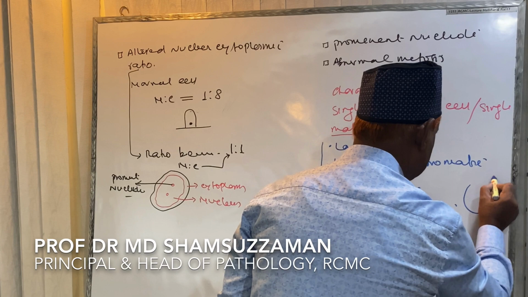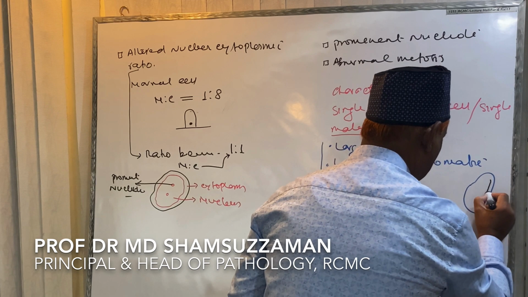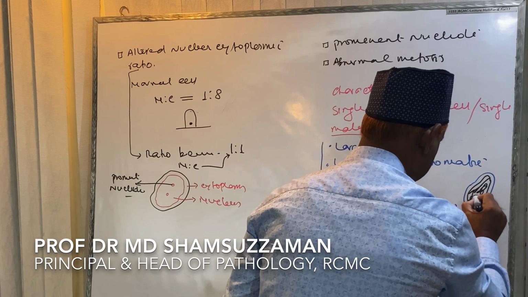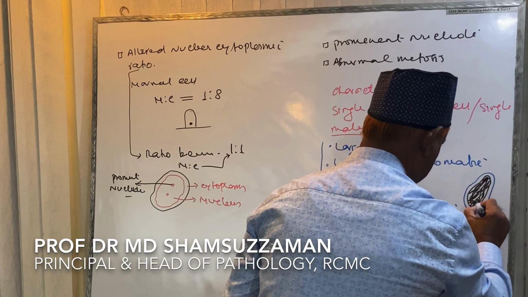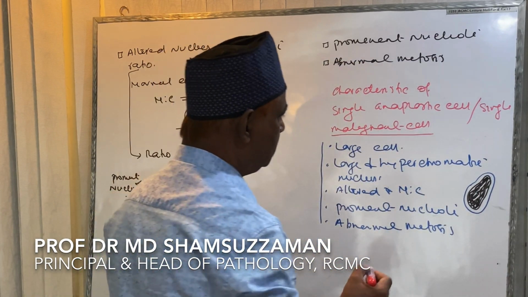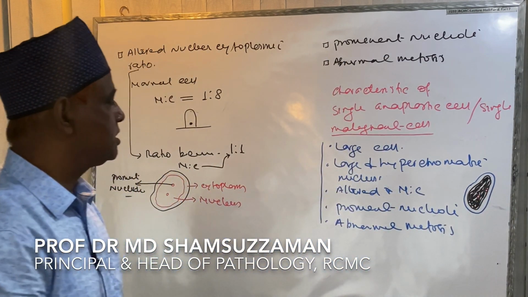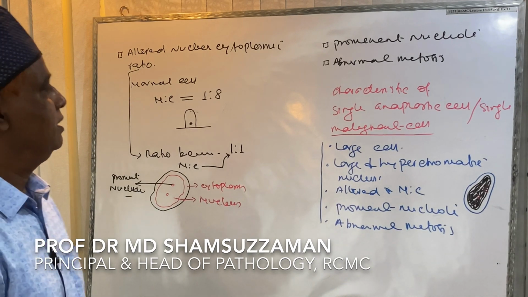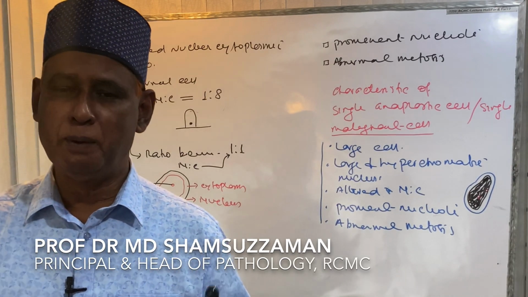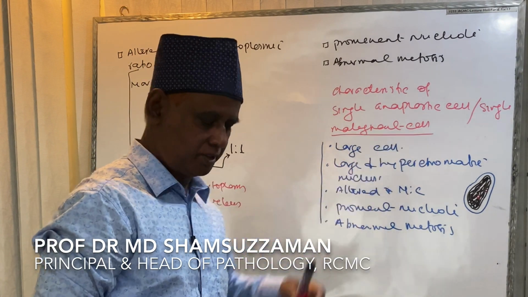Suppose this is a malignant cell, large cell with large hyperchromatic nucleus. So alteration in nuclear cytoplasmic ratio, and prominent nucleoli. So these are the characteristics of a single anaplastic cell, characteristics of a single malignant cell. If we want to know the characteristics of anaplastic cells, then there will be pleomorphism of the cells first.